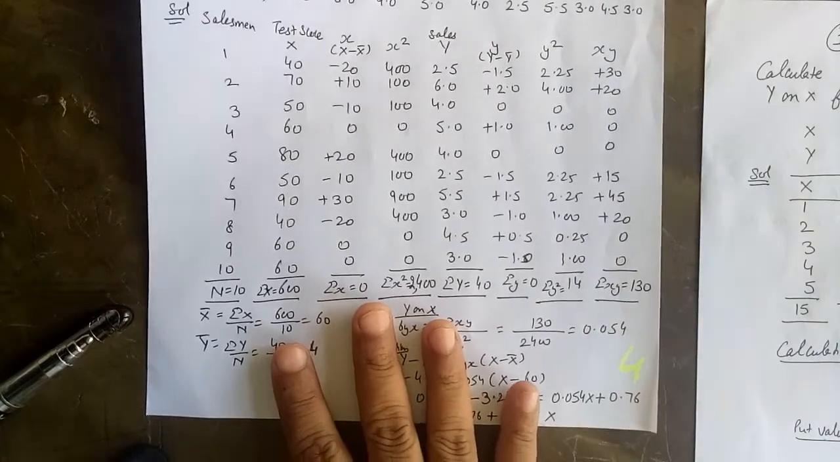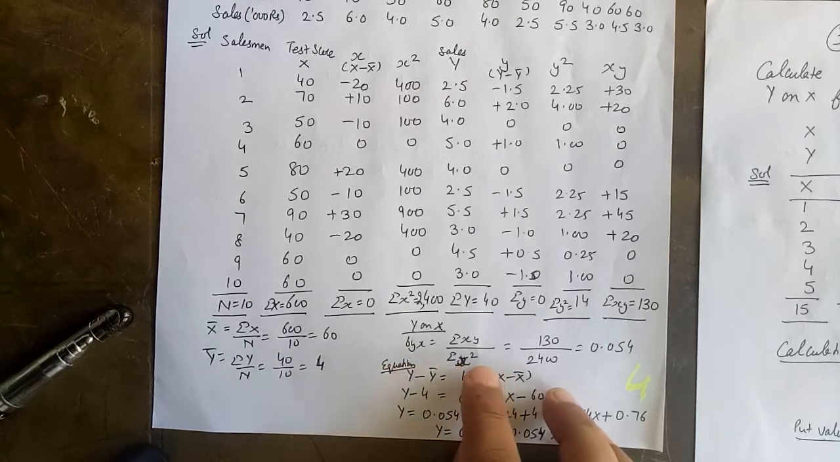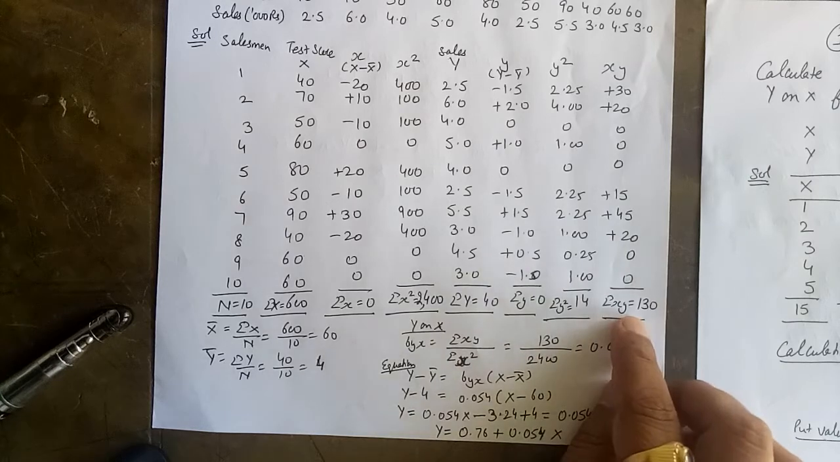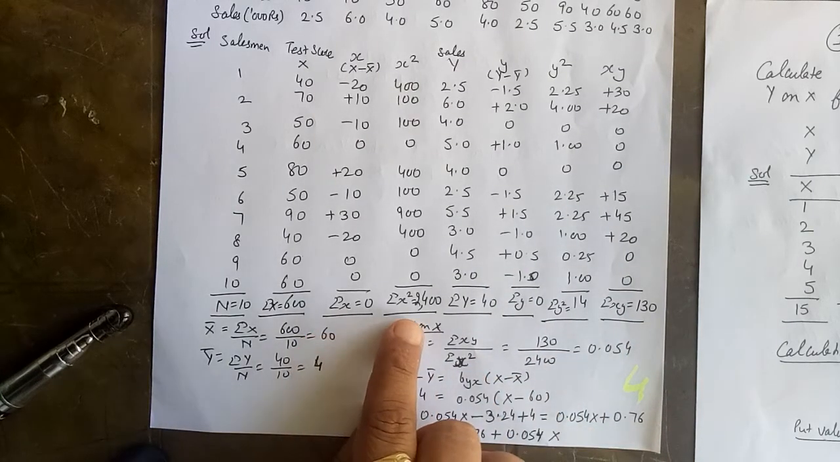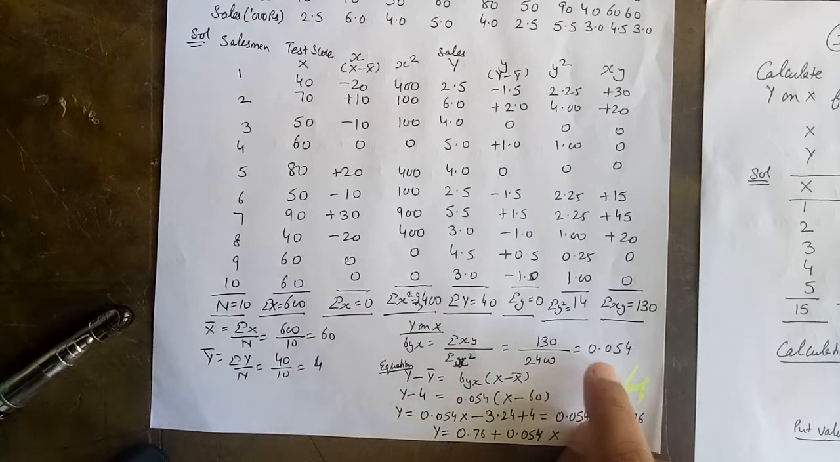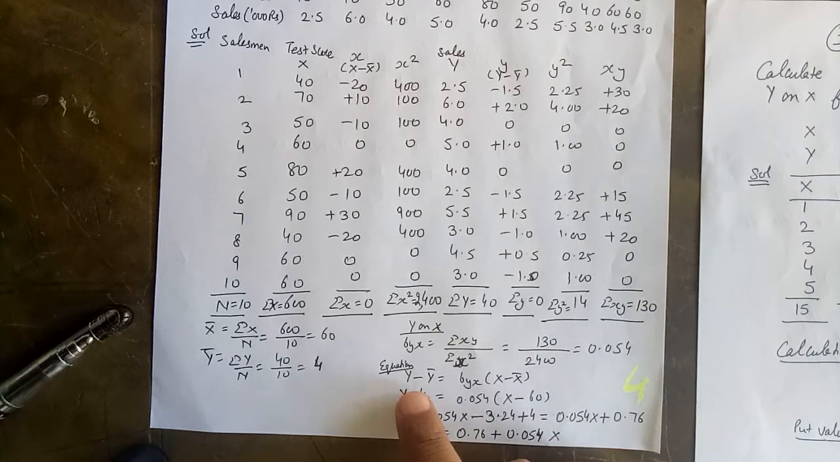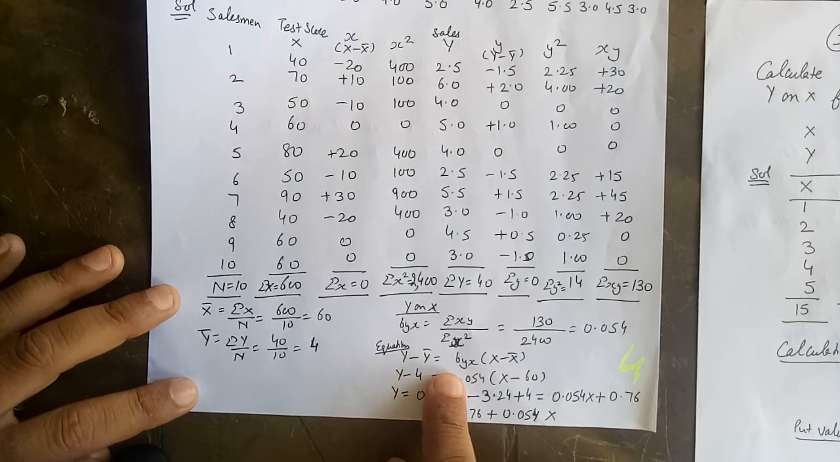So suppose we want to calculate y on x. So y on x will be byx, sigma xy over sigma x square. So what will be there? 130 will be here, that is sigma xy, over sigma x square, that is 2400. So it will be 0.054.